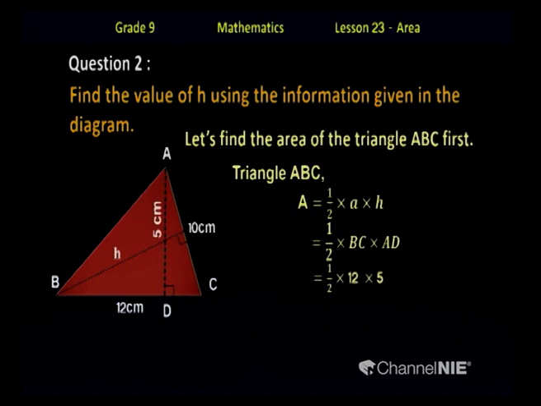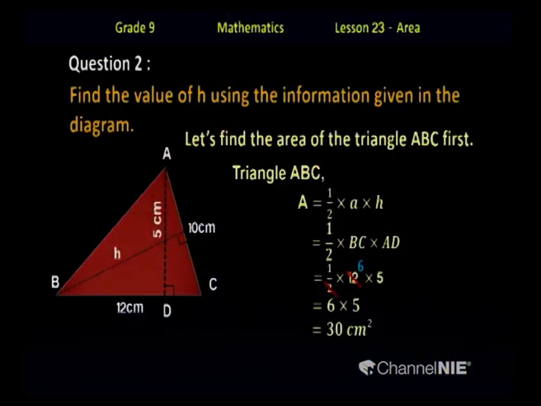Then simplify. Now you can see 2 and 12. They are divided by 2. Then you can cut. Then 12 is cut by 2, it is 6. Then the answer is 6 into 5. It is 30 square centimeters.